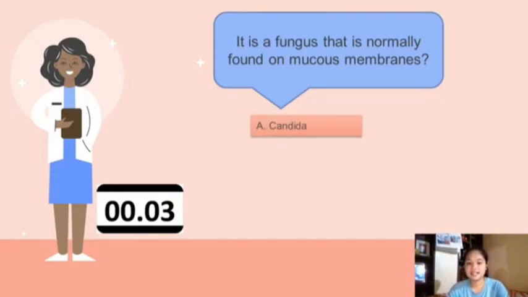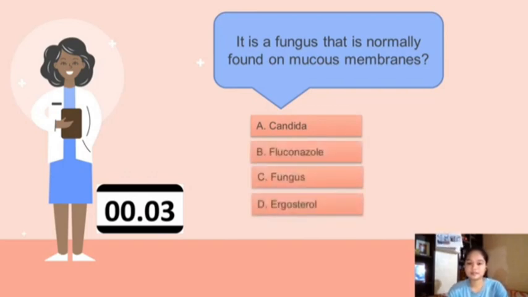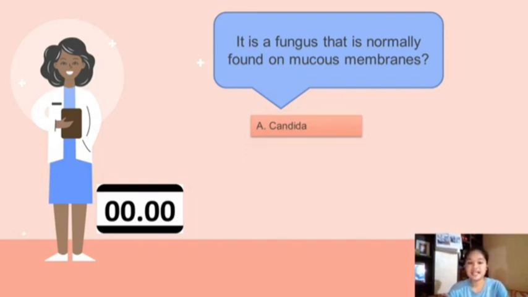Last, it is a fungus that is normally found on mucous membranes. A. Candida, B. Fluconazole, C. Fungus, or D. Ergosterol. Correct answer is A. Candida. Now let's learn what antifungal agents are.